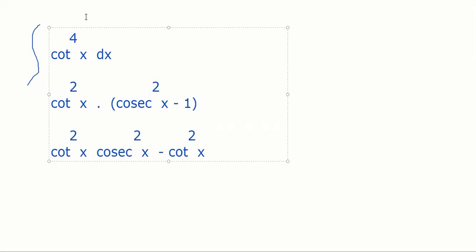Agree? So I put one integration here and one integration here, so I have two different questions now. I'll treat this differently and this differently. Let's talk about this first: cot square x cosec square x.